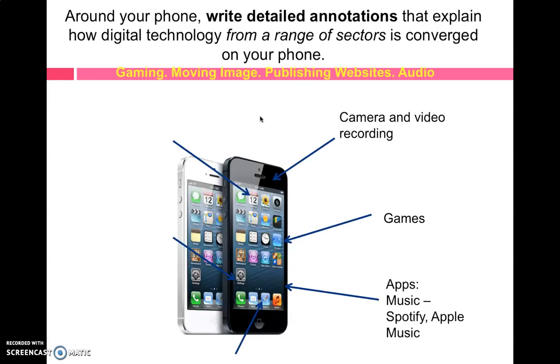In this task, you will need to possibly do this on something like a PowerPoint or a Google Slides type of application, because we want you to get an image of your mobile phone, not this very dated iPhone, and place it in the center of a document, and then annotate it and point out the kind of digital technology from different sectors that converge onto your phone: camera and video, games, music, and any others. Okay, so that is another mini task for you to do.